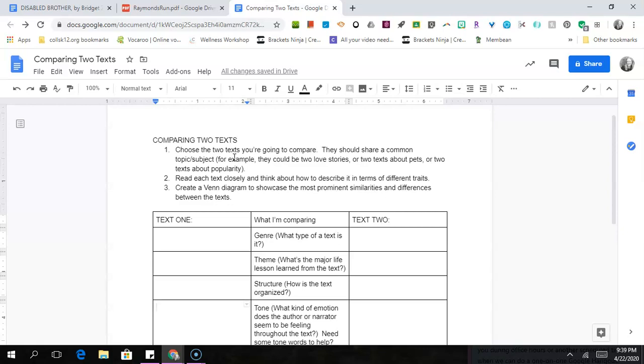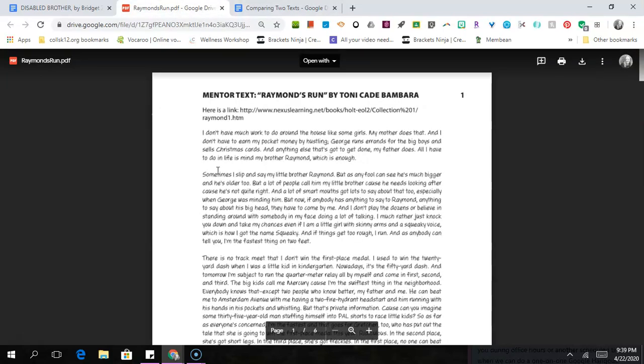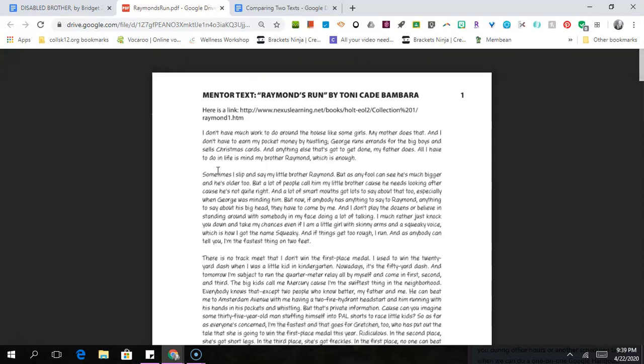And the one thing you want to make sure that the texts have in common is that they have a similar topic, because that way they have enough going for them that's similar that you have something to compare. You wouldn't, for example, want to compare two texts that had zero in common with each other. So Raymond's Run is about a girl who has a handicapped sibling. So I found a text that has a similar topic. It's about a person with a handicapped sibling, but it's not the same as Raymond's Run by any means. So I'm going to show you that text now.